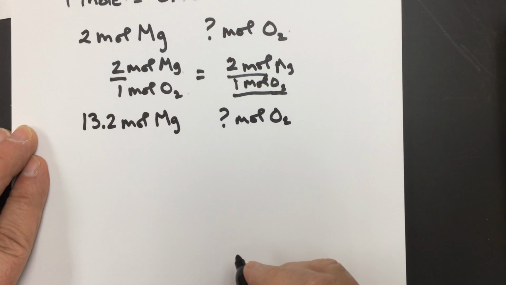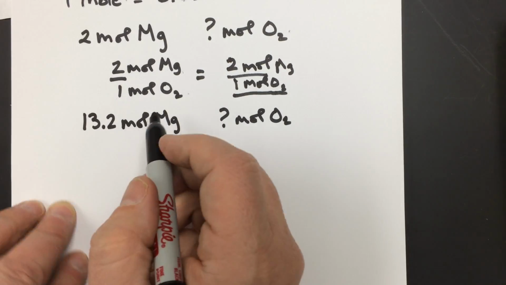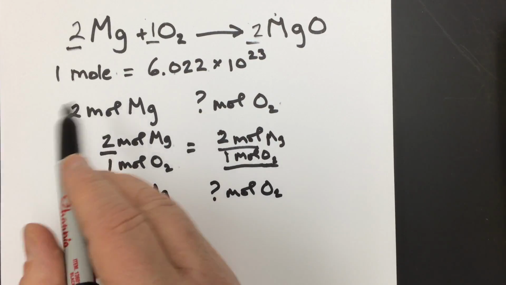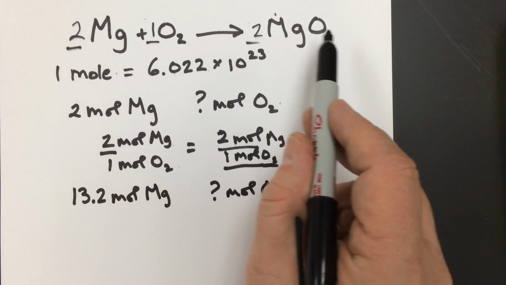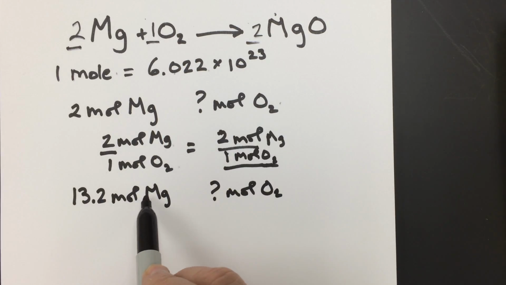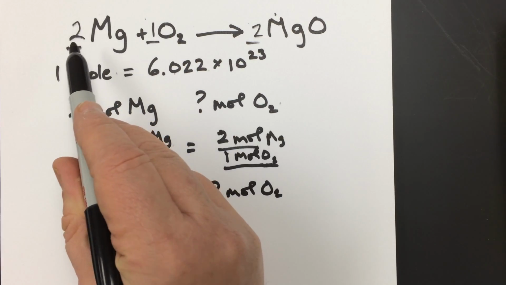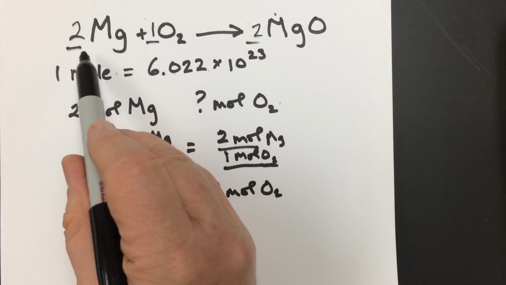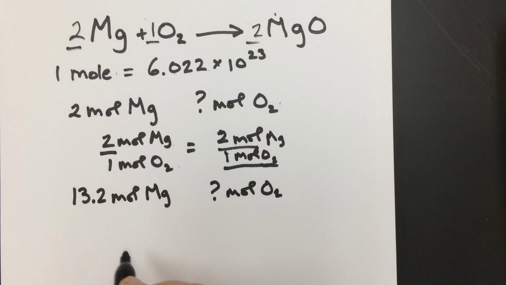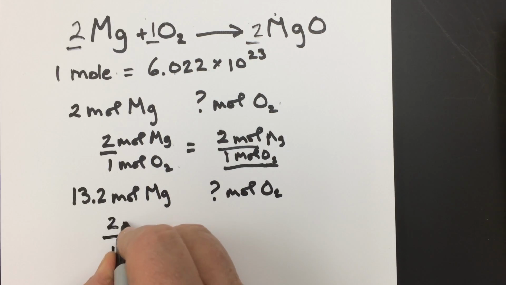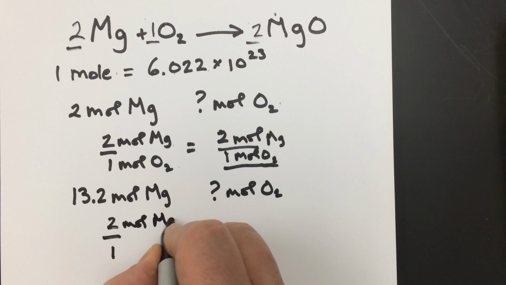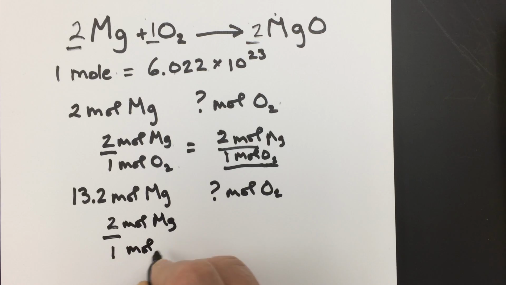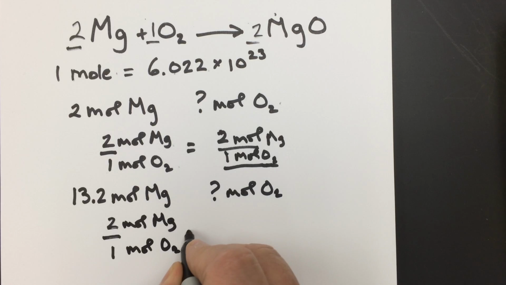Okay, so we're going to go back to the balanced equation. It's 2 to 1 to 2. I'm starting with magnesium, and I'm looking for oxygen, so I'm only interested in these two, and I can skip that. It's 2 to 1. This is 2 moles of magnesium for every 1 mole of oxygen molecules.